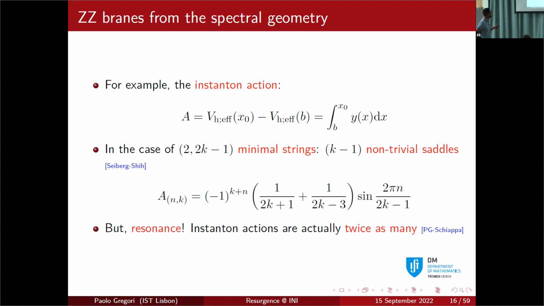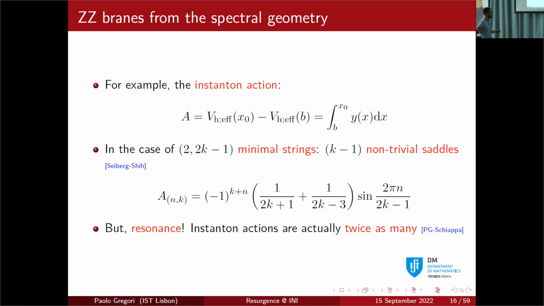And in the case of (2,2k-1) minimal strings, we have the order 2k-1 Chebyshev polynomial, which has k-1 saddle zeros. And therefore, we have k-1 non-trivial saddles. And we were able to compute, well, actually, this was already in the literature, but we can reproduce this number here just by using this formula with the spectral curve. And this is the instanton action for the nth saddle in the 2k-1 minimal string.